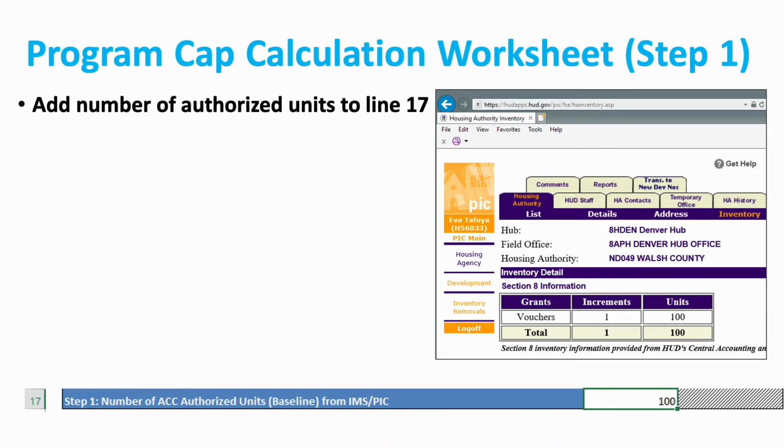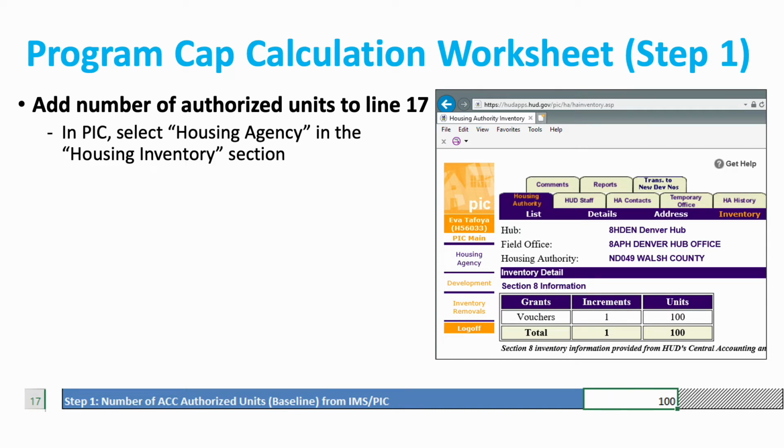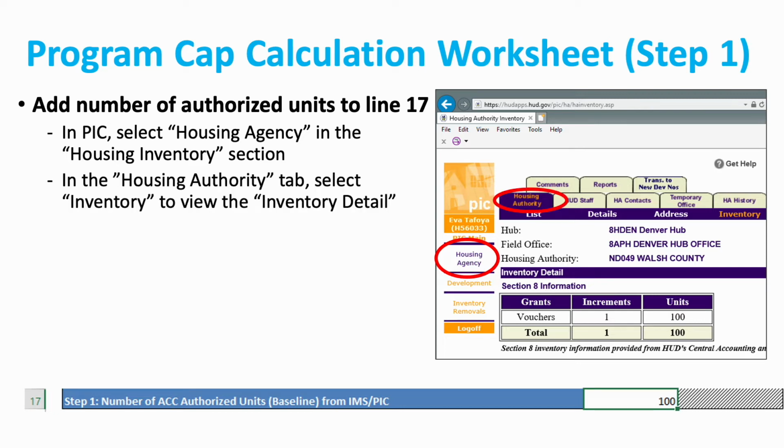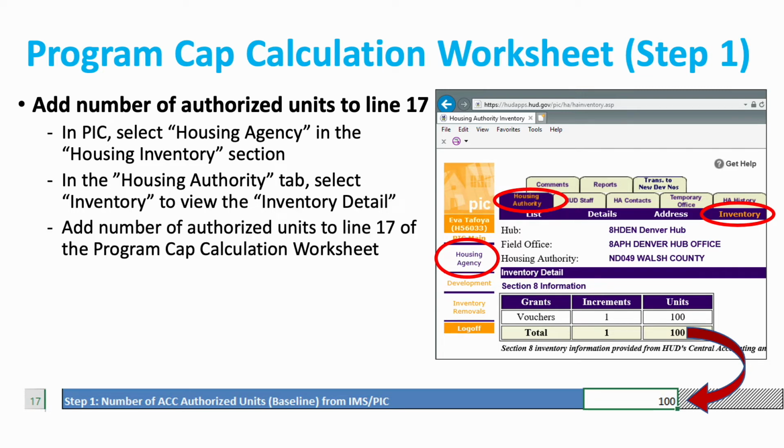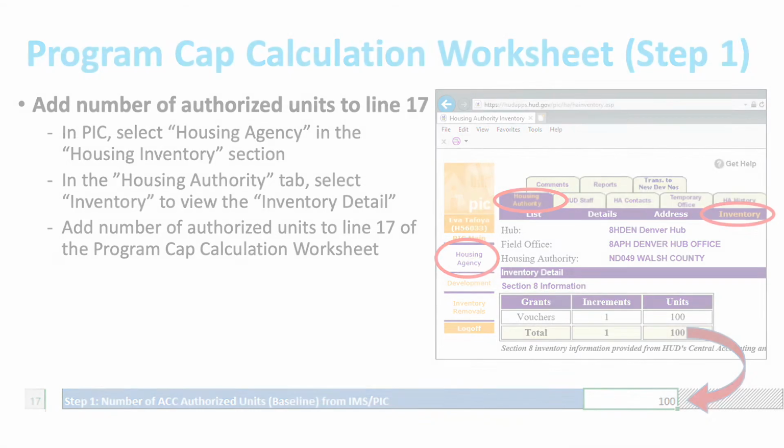The first step in filling out the worksheet is to enter the number of ACC units on line 17. That information can be found easily in PIC by selecting Housing Agency in the Housing Inventory section. Then select the Housing Authority tab, click on Inventory to view the Inventory detail, where you will see your PHA's number of ACC units. Enter that number, which includes any mainstream units, into line 17 of the worksheet.